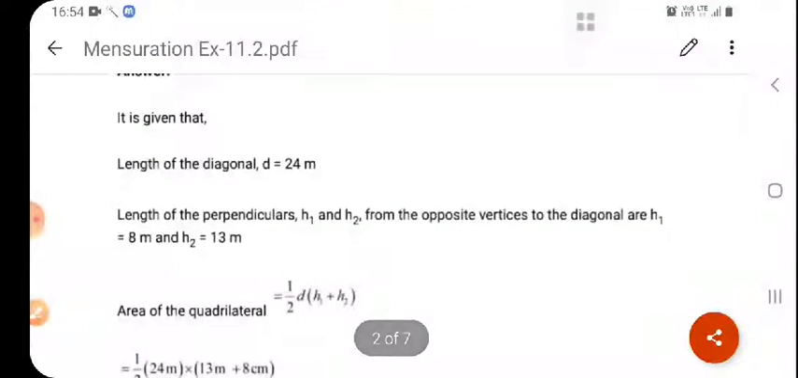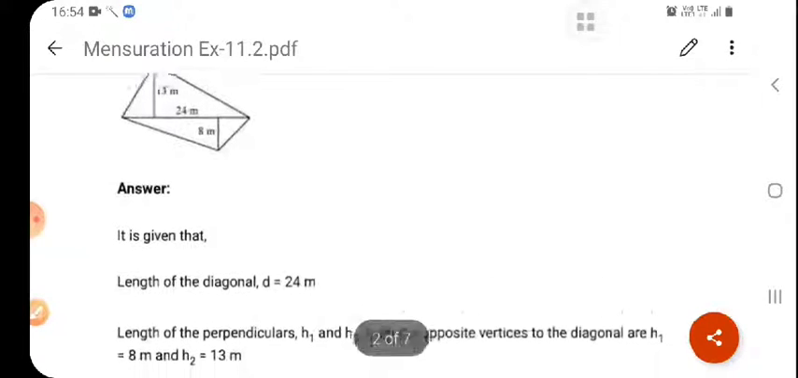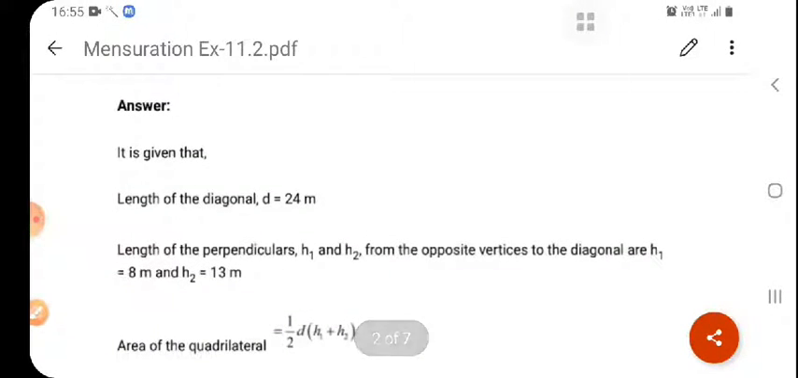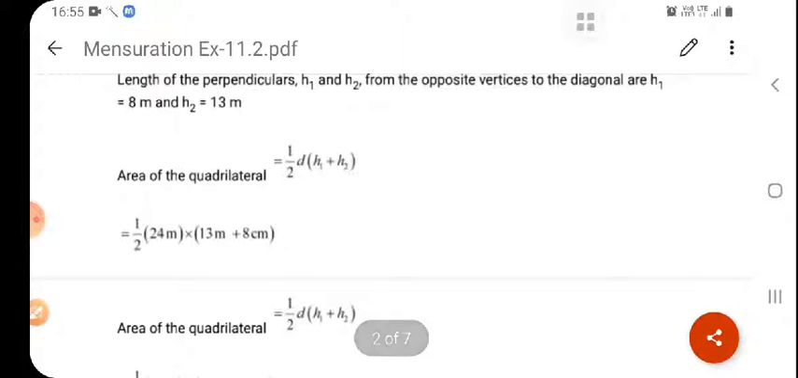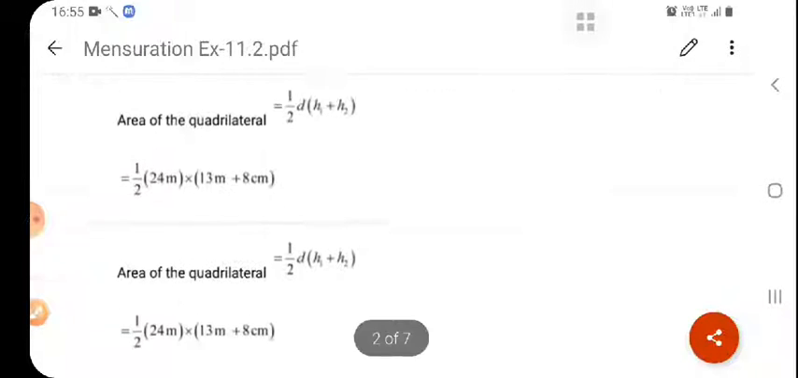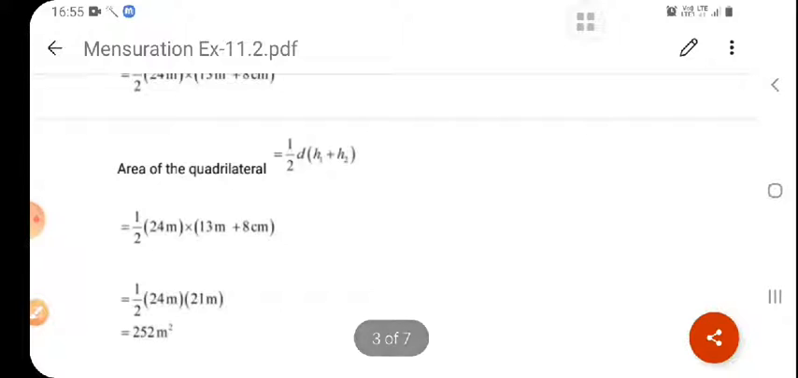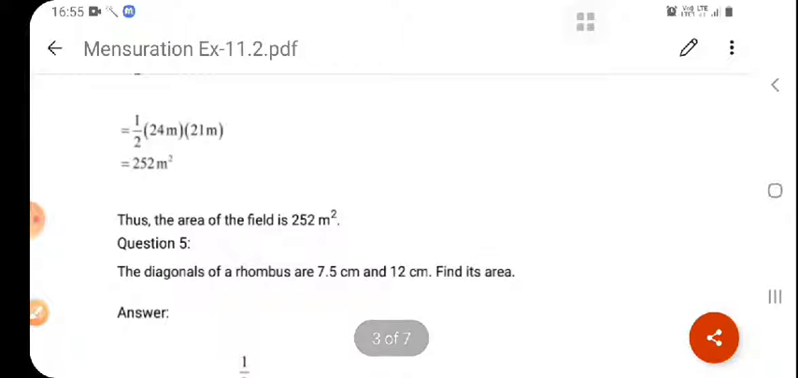So what is the area of this quadrilateral? The area of a quadrilateral's formula is half into diagonal into h1 plus h2. These h1 and h2 are also known as the offsets. So half into the diagonal's length into h1 plus h2. Half into 24 into 13 plus 8, which is equal to half into 24 into 21, which is equal to 252 meter square.